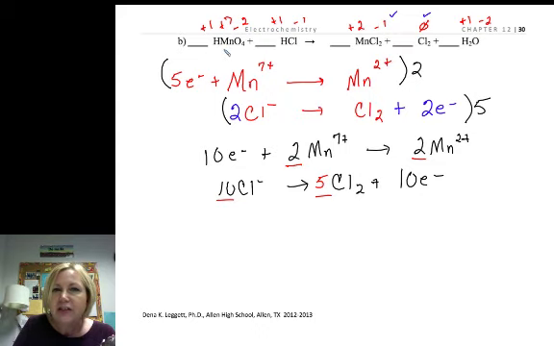2Mn7 plus, ask yourself the question, is this the only place it showed up? And did all of it change? And the answer is yes. So I'm going to put a 2 there. Is this the only place it shows up on the left-hand side? Yes. But not all of it changed.